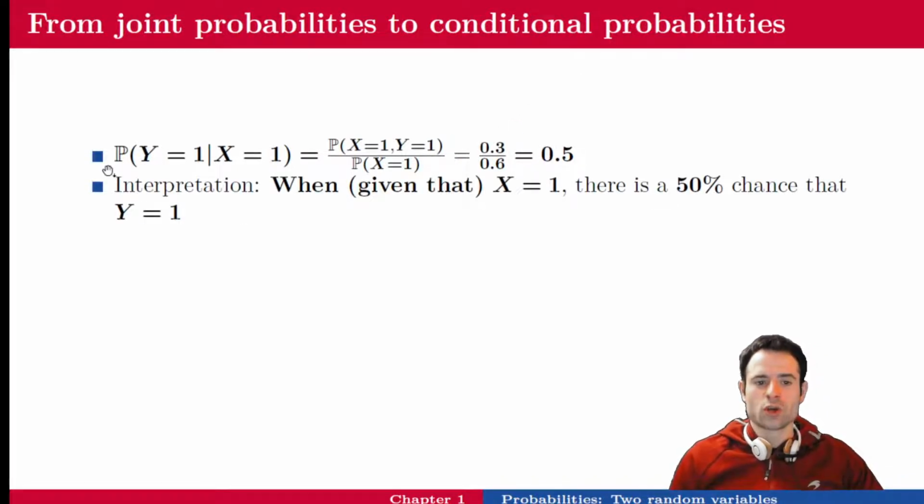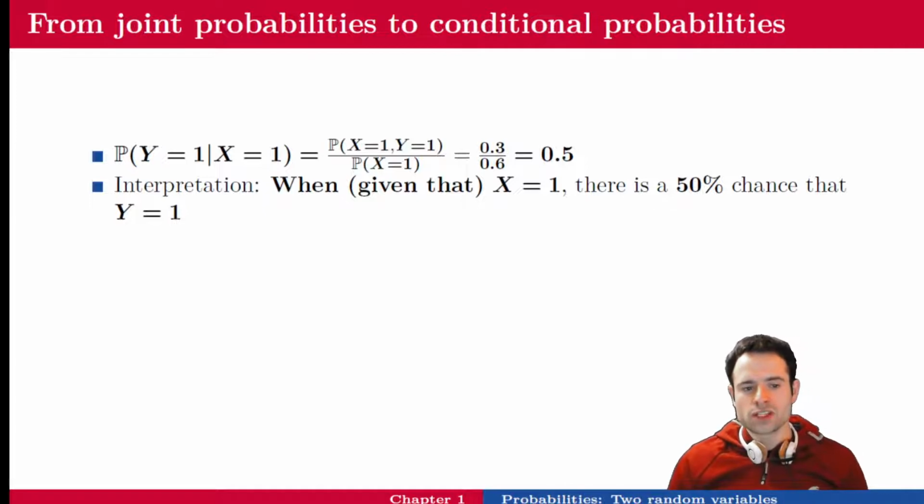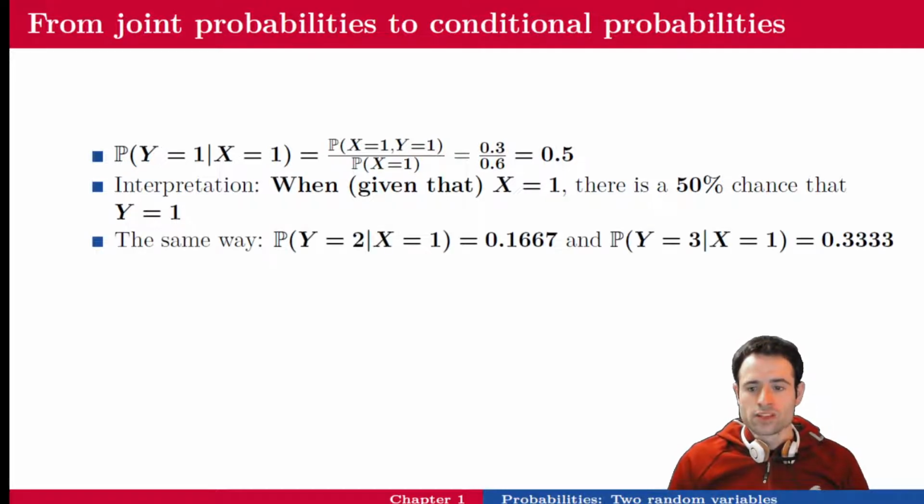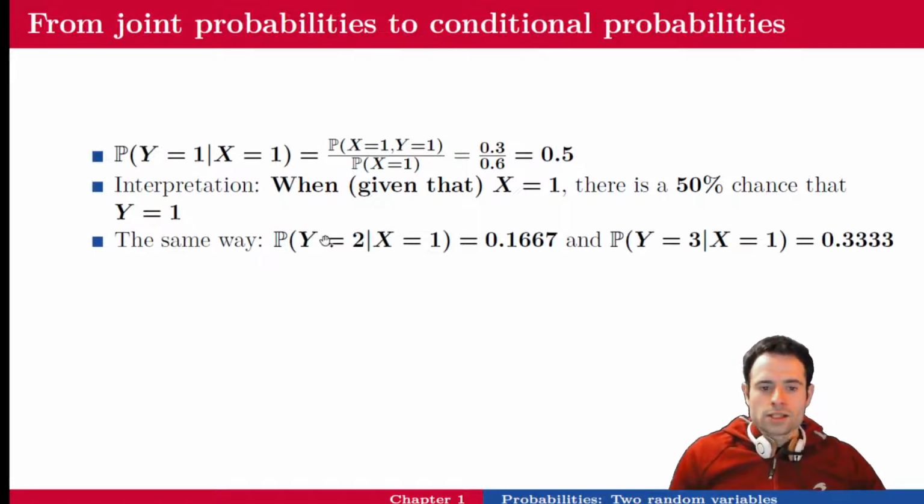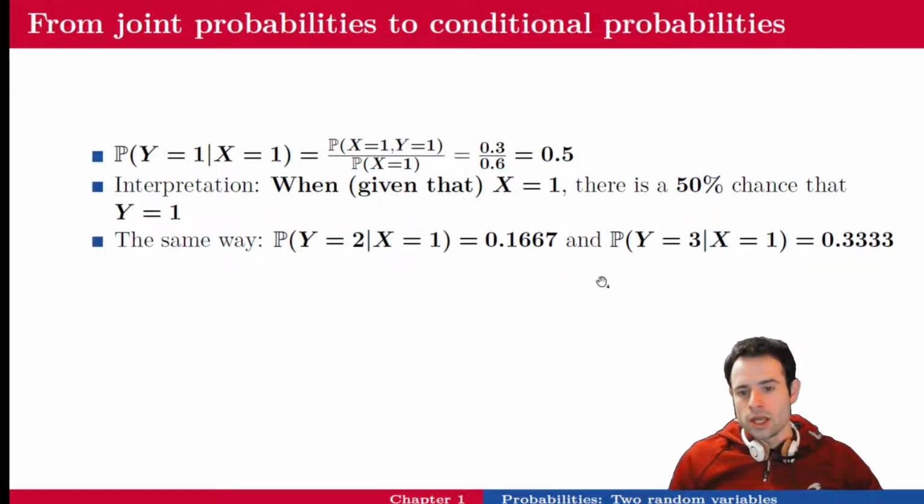So the interpretation in words is that given that x is equal to 1, there is a 50% chance that y is also equal to 1. The same way, we can find the probability that y is equal to 2 given x is equal to 1, and the probability that y is equal to 3 given x is equal to 1. I strongly suggest you find these two numbers using the formulas above. That's a great practice to make sure you understand what's going on.